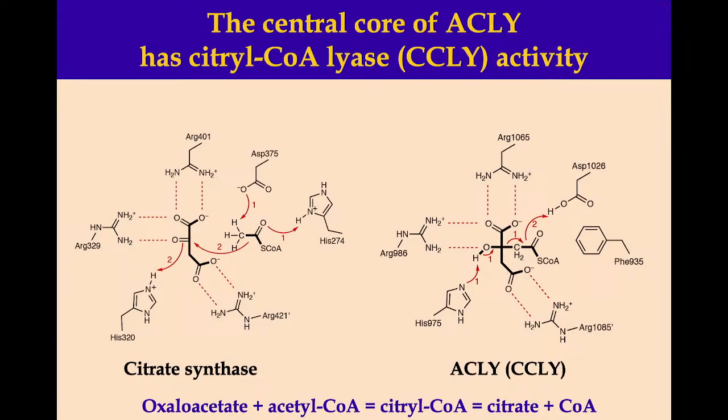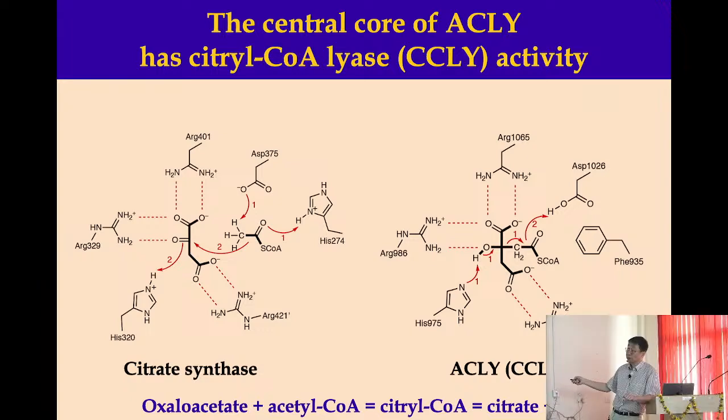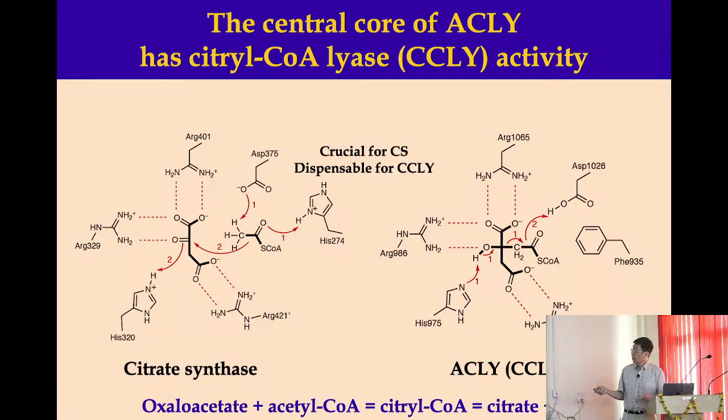So the histidine on the other side is the general base, withdrawing the proton from the citrate, and then that causes everything to collapse. The lyase, this bond gets broken, and then this aspartate protonates the leaving group. So that's sort of how the reaction goes. That means that the aspartate should be very important for the reaction. And so I already mentioned that. This histidine is critical for citrate synthase, but not important for CCLY. So when we mutate this aspartate to asparagine, we lost almost all the activity.